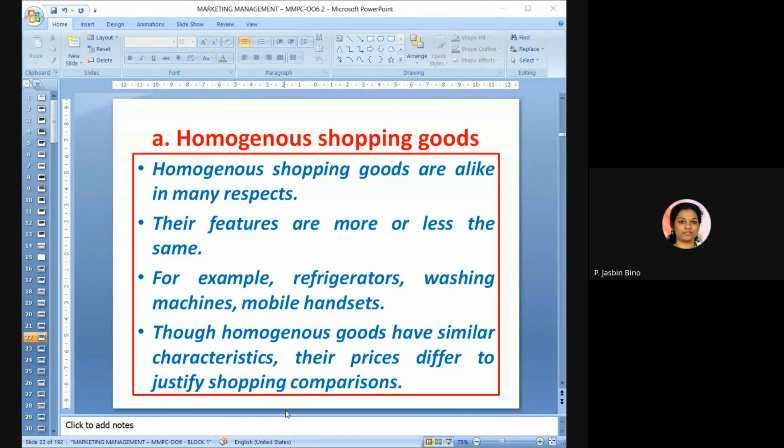Homogeneous goods have similar characteristics. Their price will differ when we compare with the competitors. Even though they provide the same features and other things, maybe based on the brand image or something like that, the prices of the products will be different.